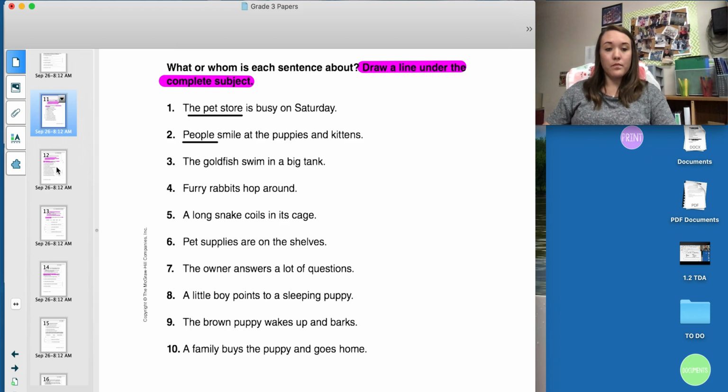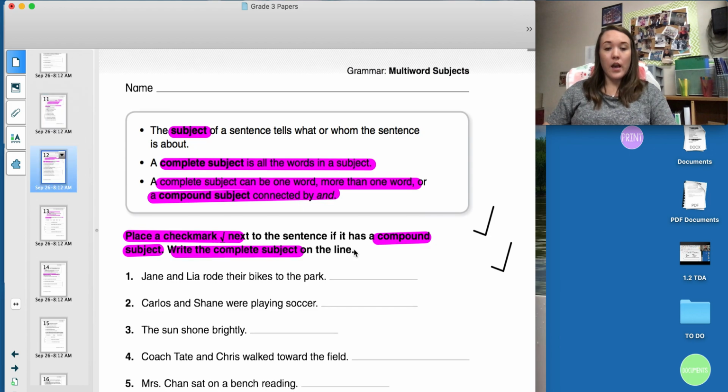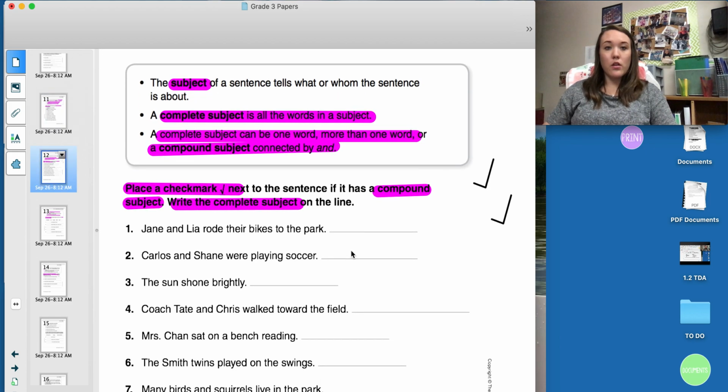Page 12 is looking at multi-word subjects. So the subject of a sentence, again, tells what or whom the sentence is about. A complete subject is all of the words in the subject, which is what we practiced on page 11. And a complete subject can be one word, more than one word, or it can be what we call a compound subject. And when we have a compound subject, that means it's about more than one person or more than one thing. And we connect our subjects by the word and.